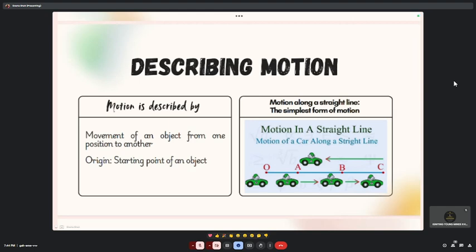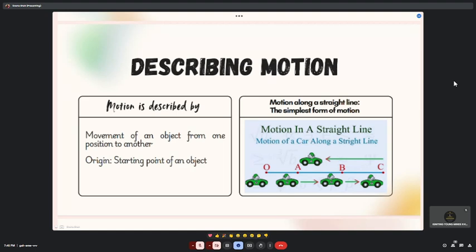Change in position, ma'am. Change in position. Okay. So when an object moves from one position to another, we say it is in motion. The beginning point from where the object begins its motion is called its origin. And the simplest form of motion is motion along a straight line, because obviously there are other forms of motion.